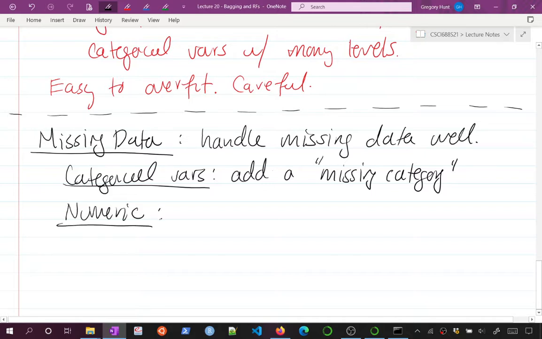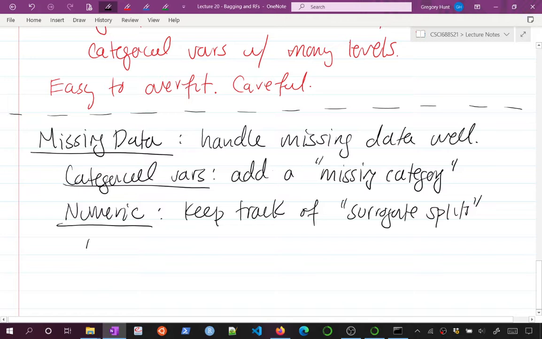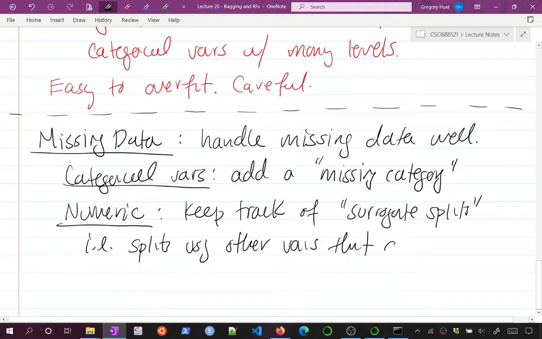actually the missing data is a little bit harder. Basically what we do is we try to keep track of, and this is a pretty large procedure, but I'll just describe at a high level what's going on, keep track of, quote, surrogate splits, which is basically splits using other variables that give similar divisions.